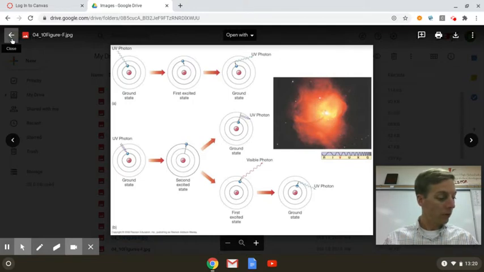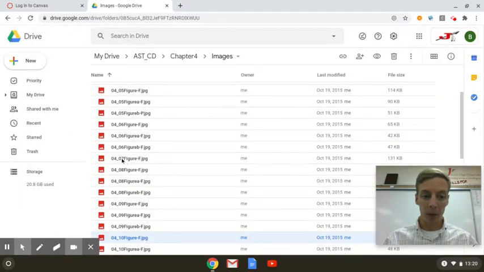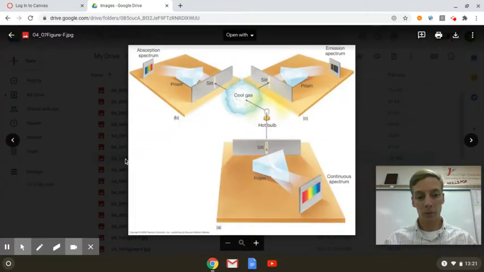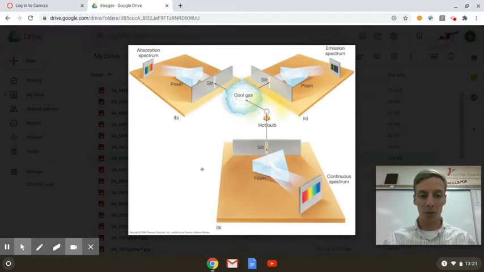All right, so now, here we go. This is the big image. It's got everything in one nice little spot. We have a hot bulb, and we have a relatively cool gas. It is not hot, but there's a single element, whatever it is. Maybe it's a helium gas cloud. This hot bulb is really made of a tungsten filament. It's a single thing, glowing hot on the inside. So the type of spectrum it emits is a continuous spectrum.